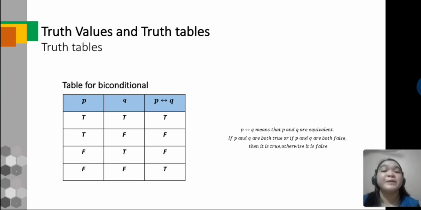Remember that P, if and only if Q, means that P and Q are equivalent. If P and Q are both true, or if P and Q are both false, then it is true. Otherwise, it is false.